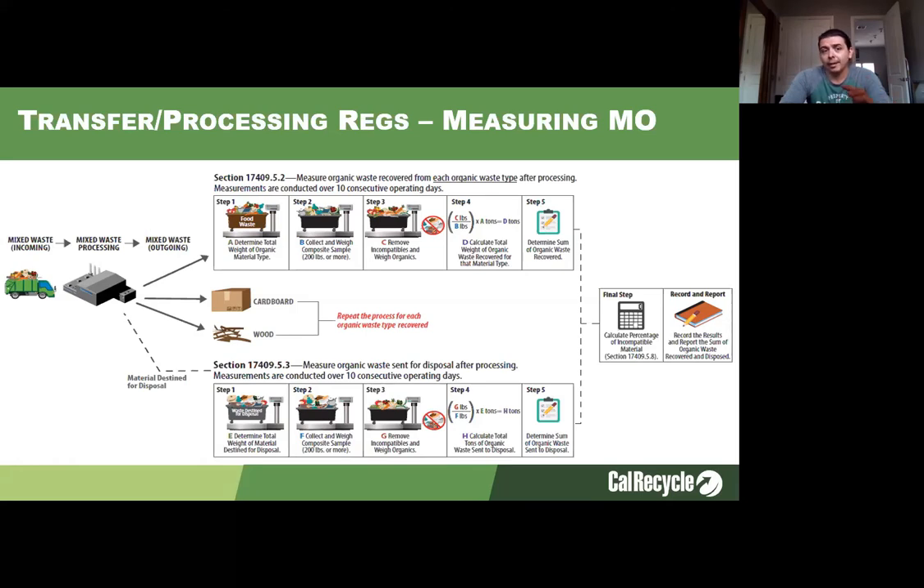Wood waste, and then they're also measuring the material being sent for disposal, so we know how much organic waste is in that as well. Then they're determining the sums of that organic waste recovery as well as what's getting disposed. They're also supposed to calculate something called the incompatible materials limit, which was covered in the video, but I'll also be covering that in more detail later on in this training.